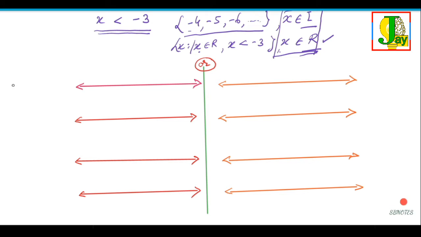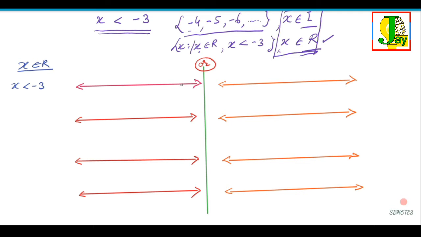If we take x less than -3, let us take x belongs to R, real numbers. The other examples with integers, natural numbers or whole numbers are very simple, and we will see them when we solve questions. Here only the real number part we are taking. The replacement set is real numbers.